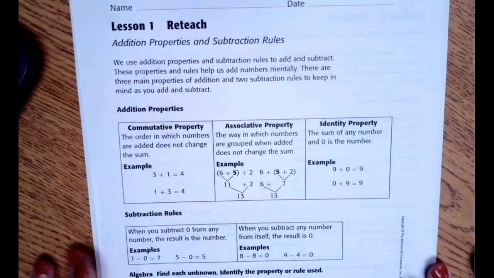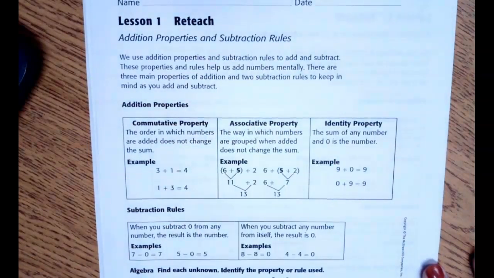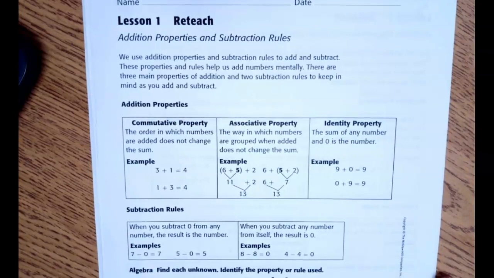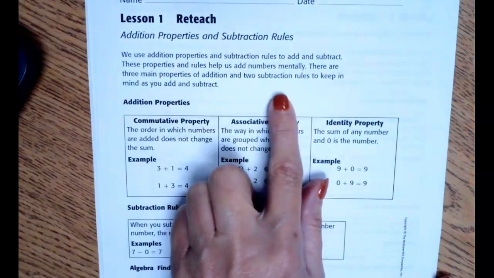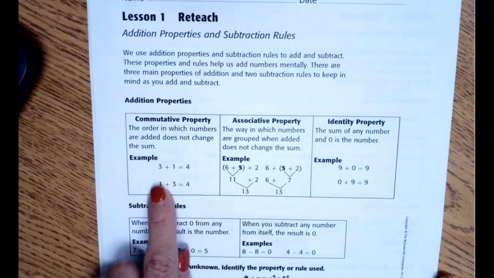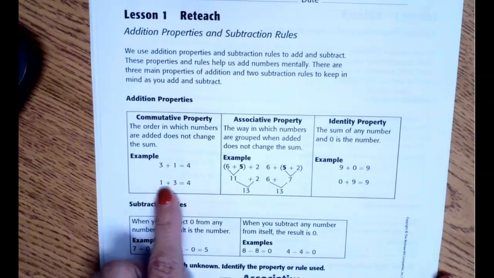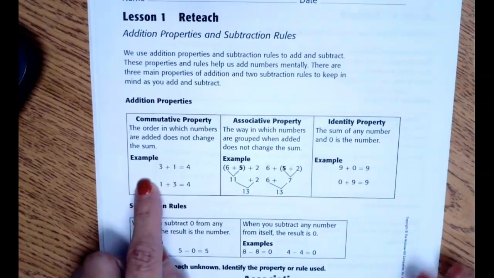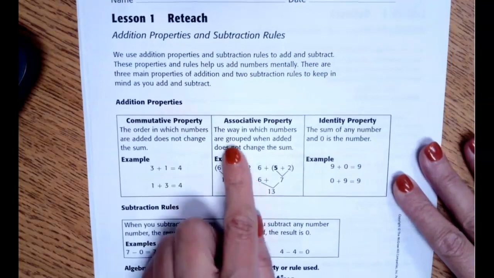All right, so the first lesson was addition properties and subtraction rules. We use addition properties and subtraction rules to add and subtract. It's that easy. The properties and rules help us add numbers mentally, and there are 3 main properties of addition and 2 subtraction rules. Boys and girls, again, we had the commutative property. This just states order doesn't matter. 3 plus 1 is 4. Same thing as 1 plus 3 equals 4. Order does not matter.